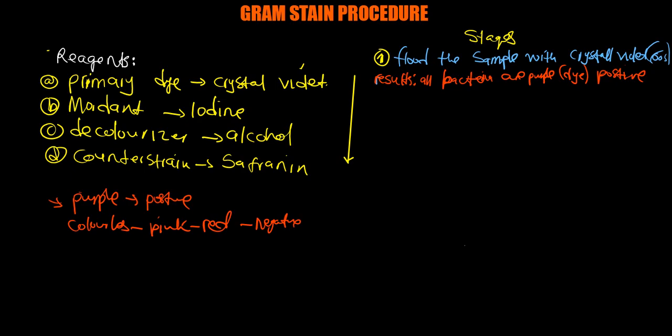What about stage number two? So we now go on to iodine. You master the reagents like that, so that you know how to do it. Once you flood the sample with the crystal violet, they will all turn purple, right? That's positive, meaning they have thick peptidoglycan. Once we are done with stage number one, you go to step number two, you add iodine solution. The first one was crystal violet, the second one is the iodine solution.